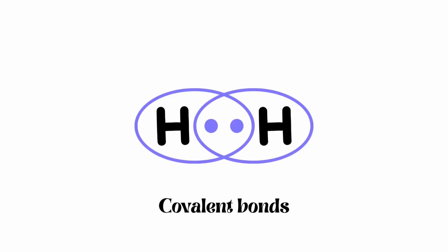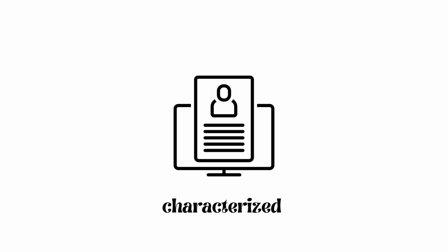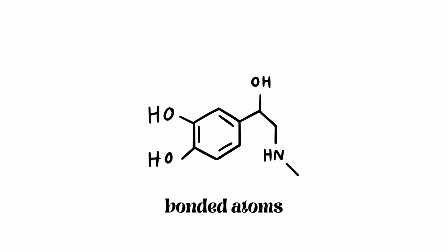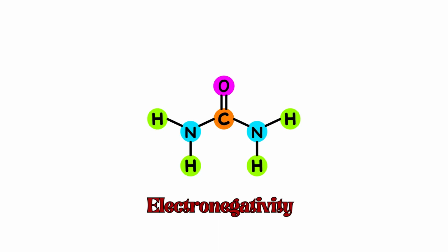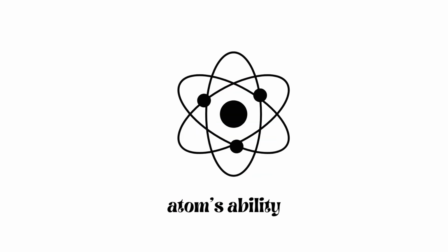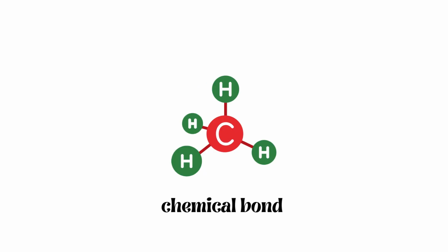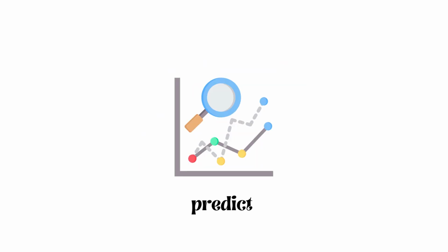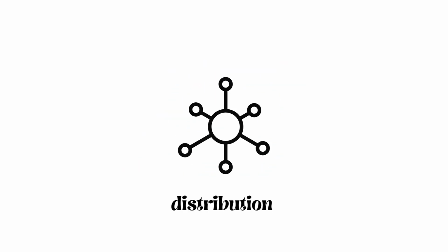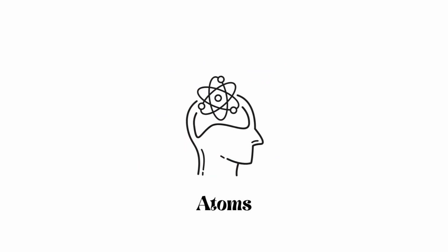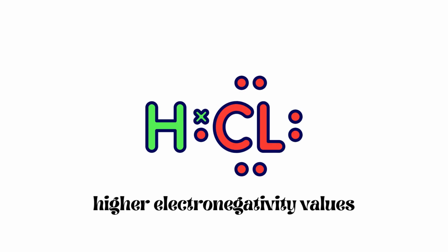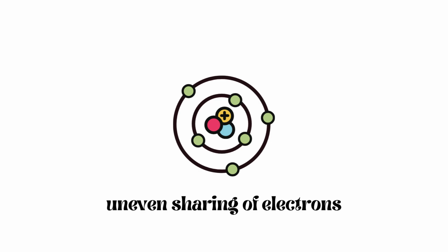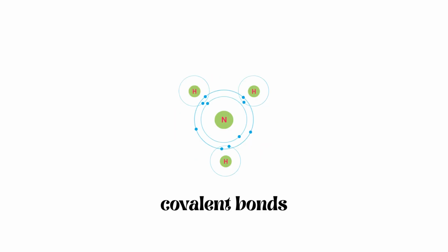Covalent bonds are typically found between nonmetal atoms and are characterized by the sharing of one or more pairs of electrons between the bonded atoms. Electronegativity is a measure of an atom's ability to attract electrons towards itself in a chemical bond. It's a fundamental concept in chemistry that helps predict the polarity of bonds and the distribution of electrons in molecules. Atoms with higher electronegativity values tend to attract electrons more strongly, resulting in uneven sharing of electrons in covalent bonds.